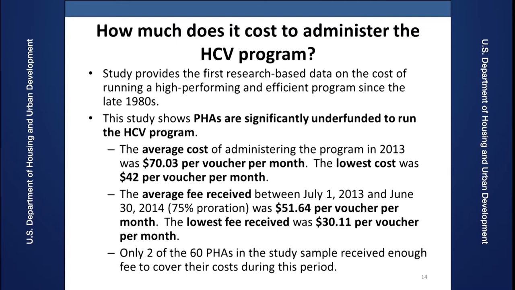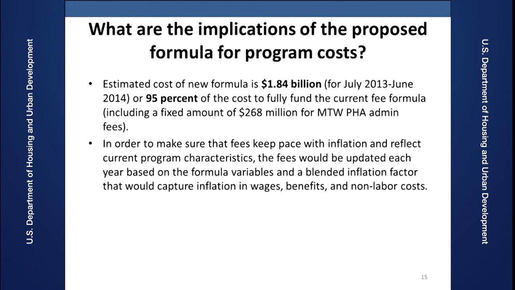So now we turn to the implications of the proposed formula for program costs. The estimated cost of the new formula is $1.84 billion for the July 2013 through June 2014 period. So that's already a little bit in the past. And at that time, this is about 95% of what it would have cost to fully fund the program under the current formula at that time.